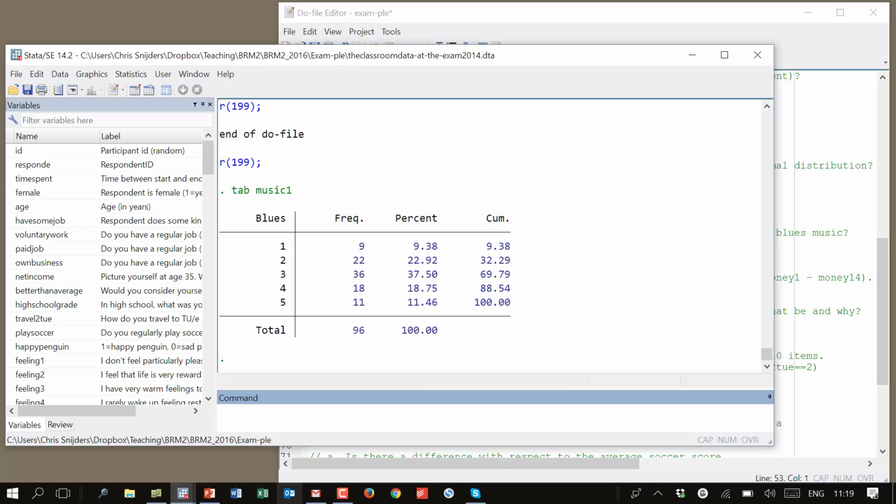So at this point, it's not so obvious actually what to do here. Is this an interval variable or not? I think the first category is, okay, I do not know what blues is. And then: I do not like it at all, I don't like it, I like it a bit, or I like it a lot. If that is the case, then taking this as an interval scaled variable doesn't make so much sense, I would say.